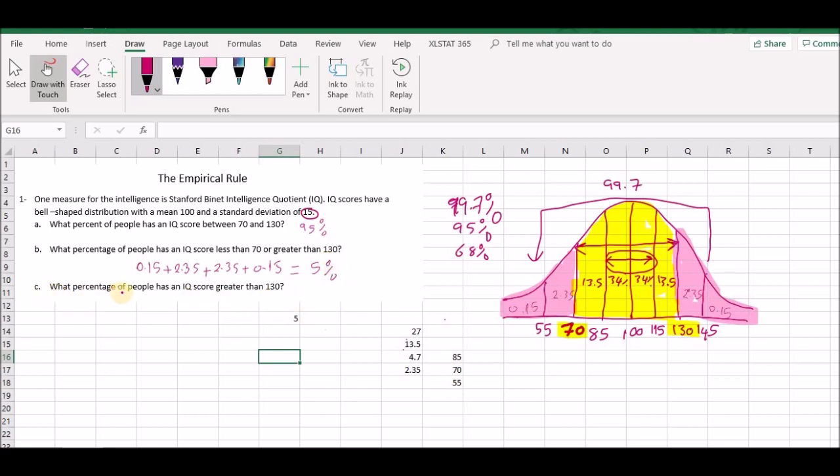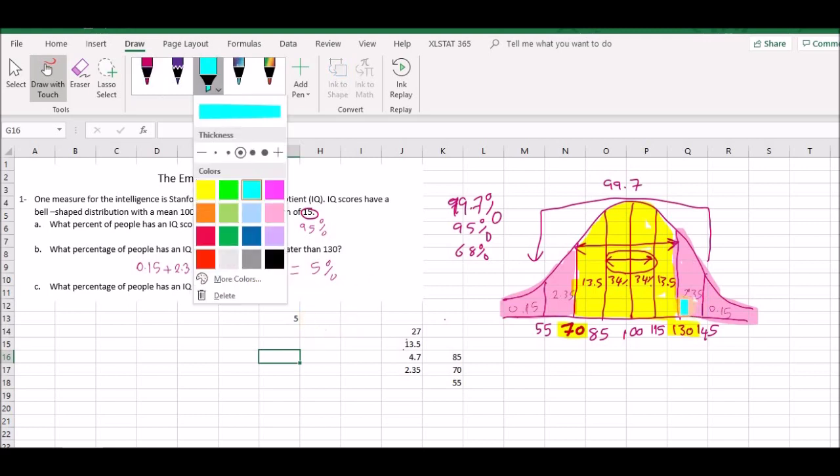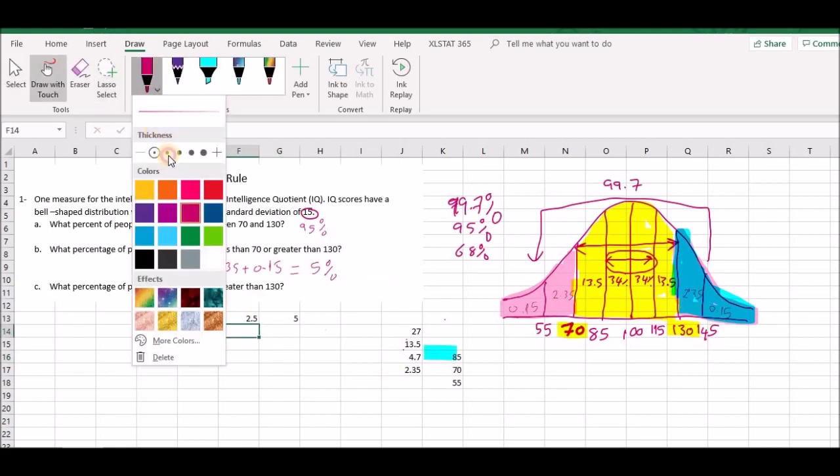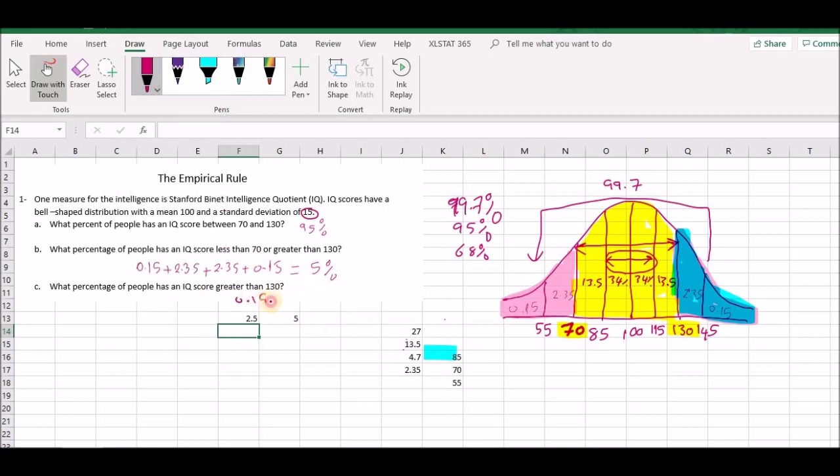And then the last part: what percent of people have an IQ score greater than 130? Greater than 130 is only that area right there. So you add these percentages up: 0.15 plus 2.35 is equal to 2.5%. Basically, that is half of 5. So this is how you answer this type of question.